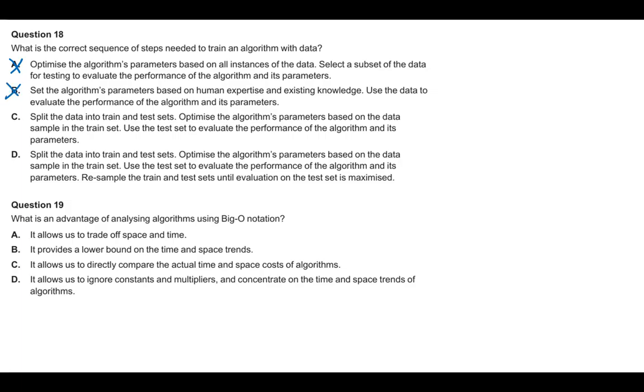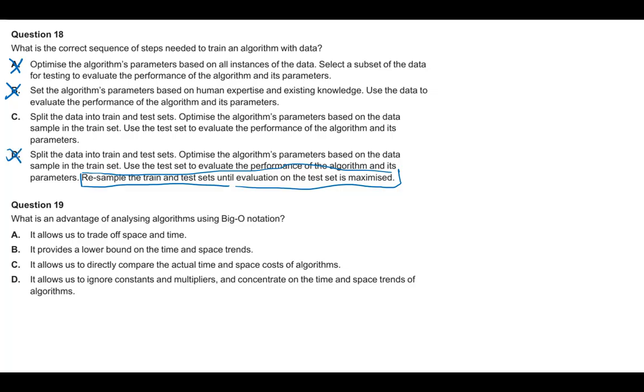B, well, is not right at all. We've got no training data there. So between C and D, they sound quite similar. In fact, they read exactly the same until this last line here, resample the train and test sets. So this is the bit that makes D incorrect. It sounds a bit like what is correct, which is where we can take the validation data and have different validation sets, and then maybe change the parameters if we need to.